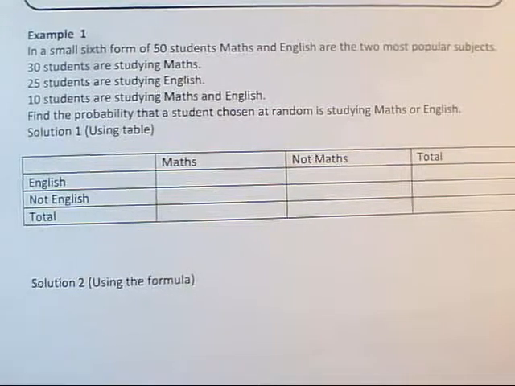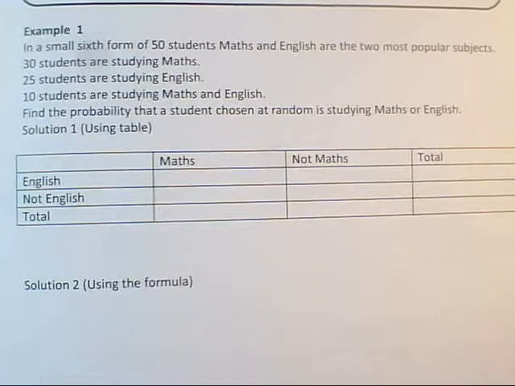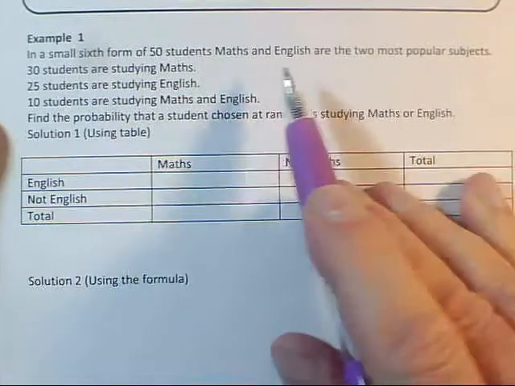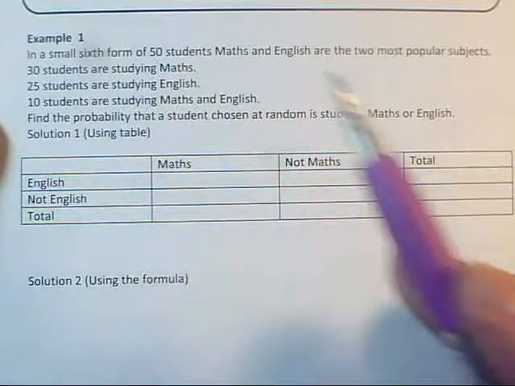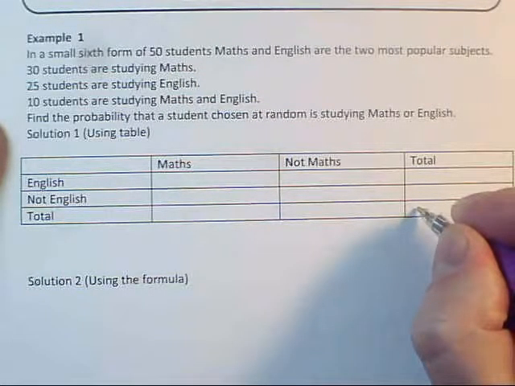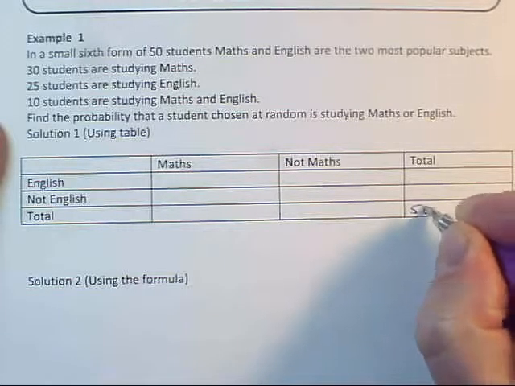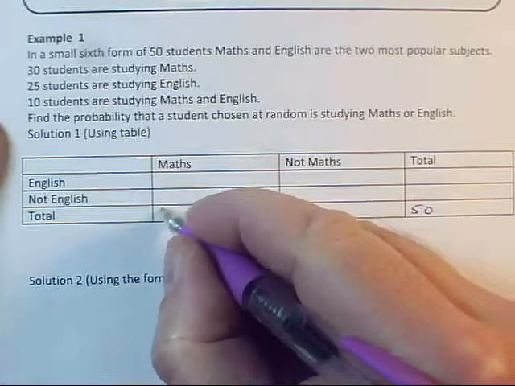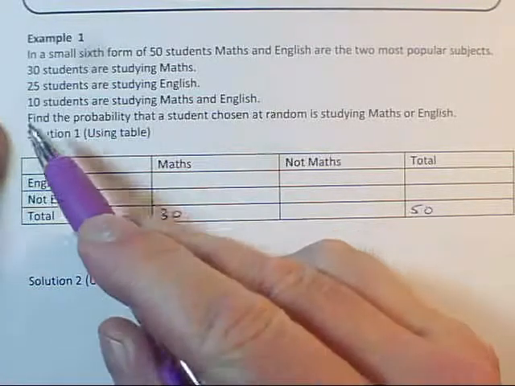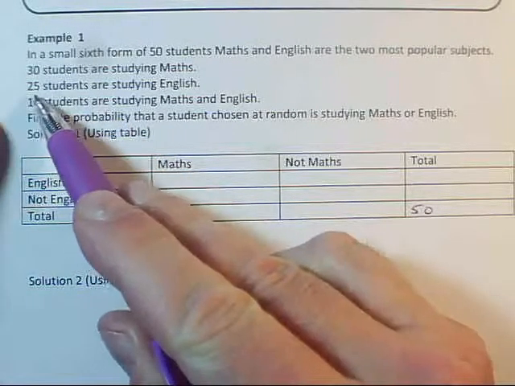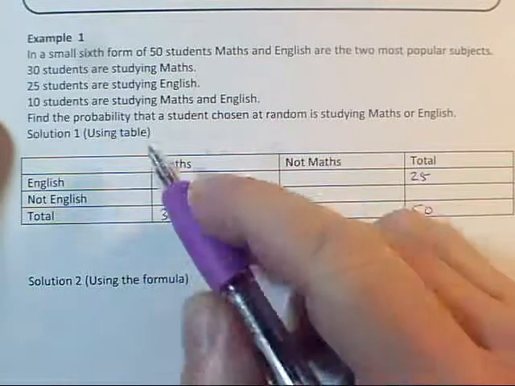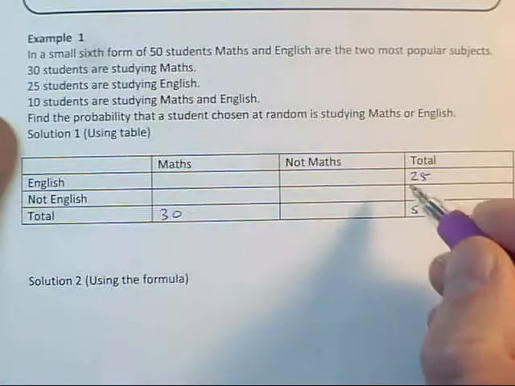Okay, here we've got an example of one of the commonest approaches we get to probability, which is a two-way table. So we have to enter the data that's given. We know there's a total of 50 students, so the grand total down here is going to be 50. We know that 30 students are studying maths, so the total number of maths students is 30. And we know that 25 students are studying English. And we know that 10 students are studying both maths and English.